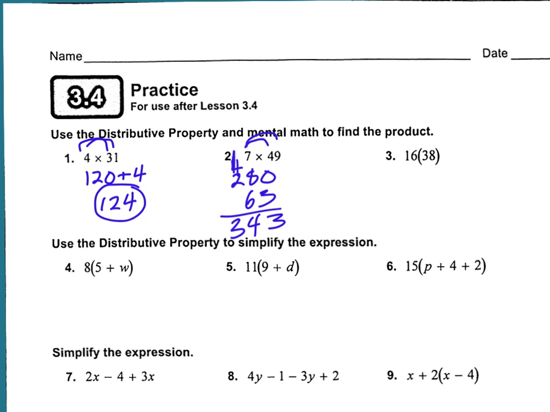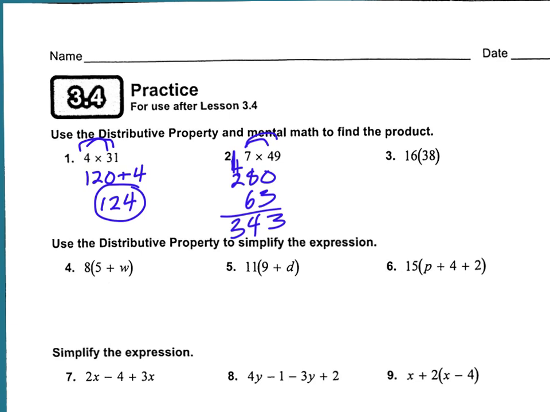Now, this one is kind of like, whoa, what am I going to do here? Think about it for a minute. What would you do? So it wants us to use the distributive property. Well, that's 16 times 38. What would you do? I want you to stop for a minute, hit pause, and try that one out.